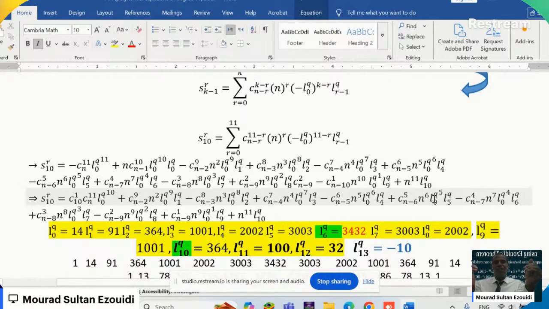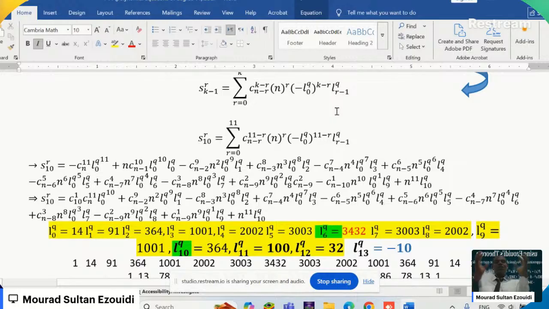It means a mathematician, a researcher or a professor, in order to find the 11th coefficient, you should apply the formula, the theorem of Mourad Sultan Ezouidi, and calculate it. These formulas are not only for S7, S9, S10, S11; they have been generalized for any nth degree polynomial equation. Sk denotes the coefficient of this new 14th degree polynomial equation, and L denotes the coefficient of the original 14th degree polynomial equation. This is the theorem that relates the new 14th to the original 14th.